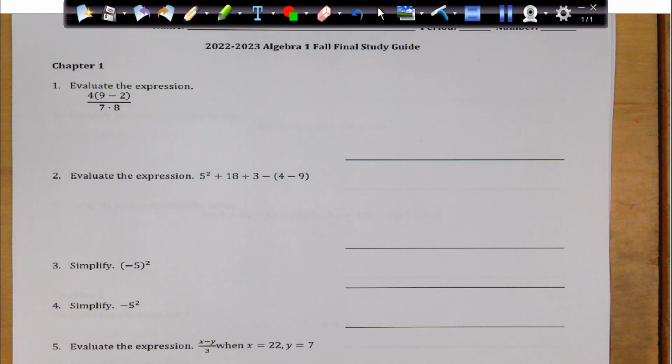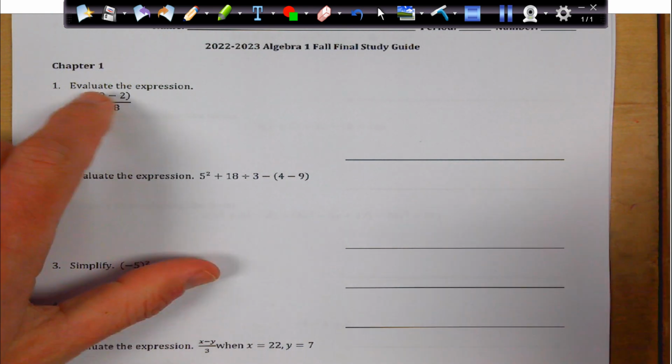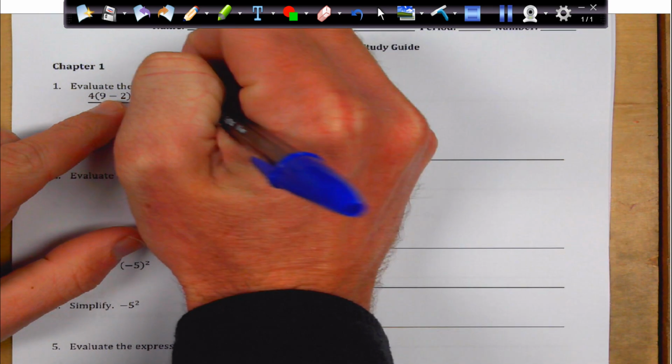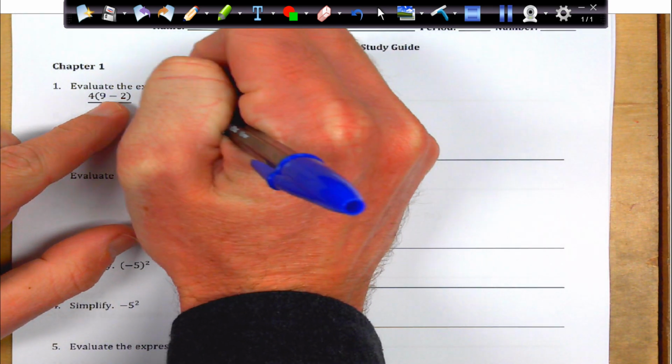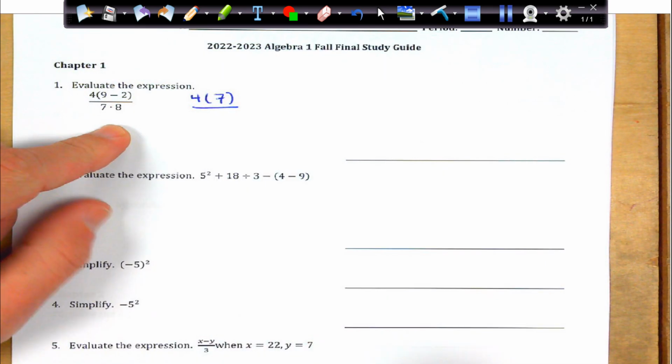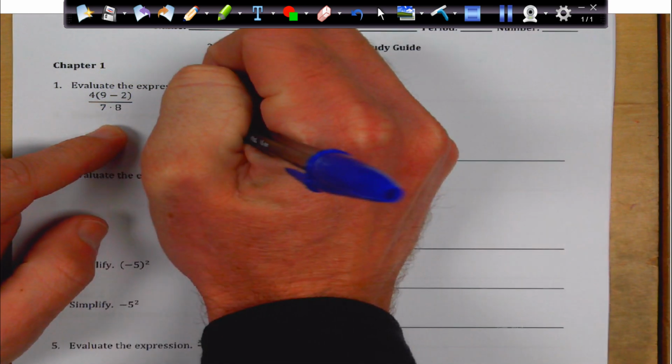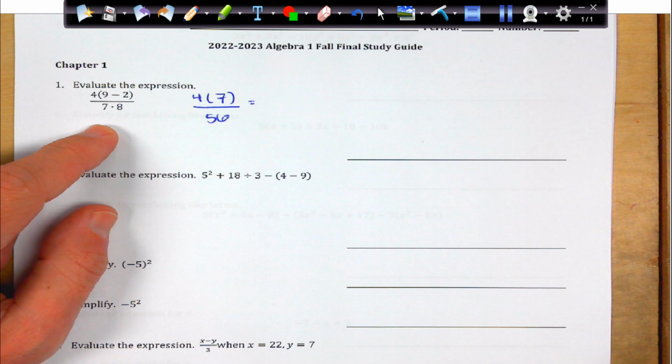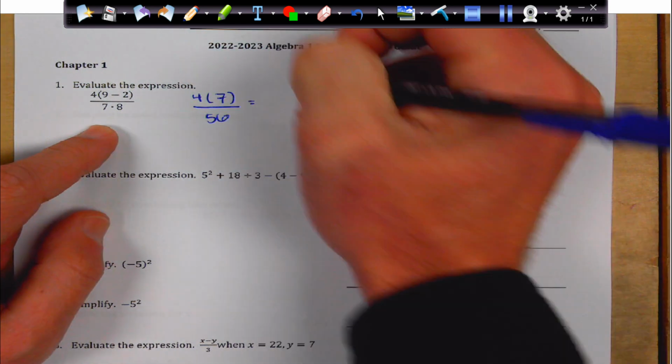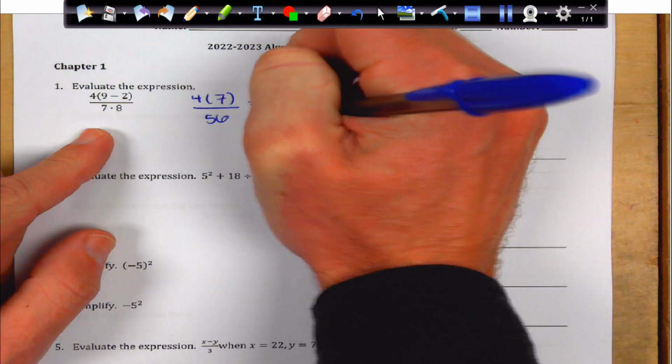Let's get started. To evaluate, we want to evaluate the top first and use parentheses. So 9 minus 2 is going to be 4 times 7. And then we can evaluate the bottom separately. 7 times 8 is 56. And then 4 times 7 is 28, so you get 28 over 56.